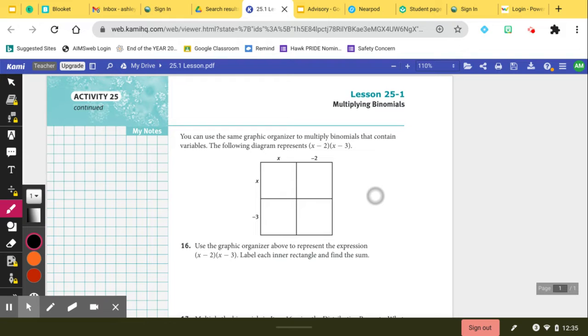So we put our first binomial as the width and the second one as the height, and then I'm just going to multiply each term. So I have x times x, which is x squared. I have x times -2, which is -2x. When you are multiplying a number with a variable, put the number first for your coefficient. Then going down to the next term, I have x times -3, which is -3x. And then -3 times -2, which is +6.